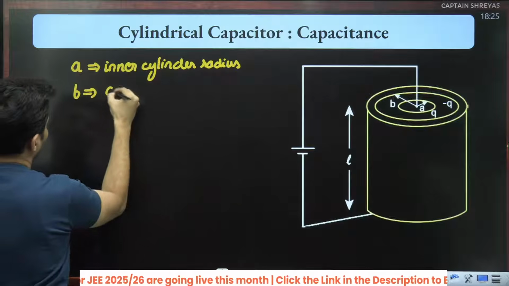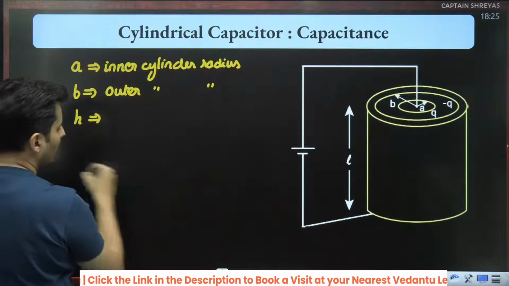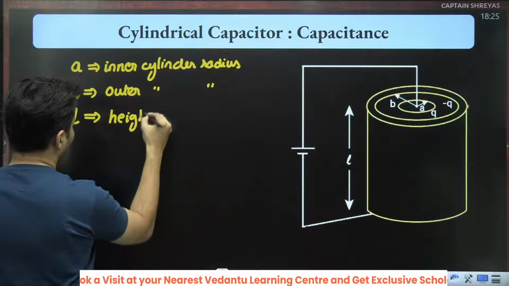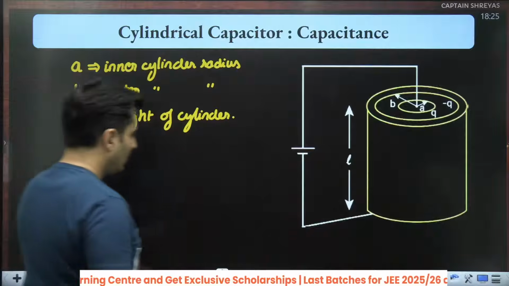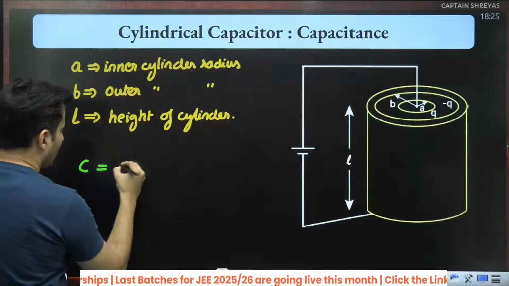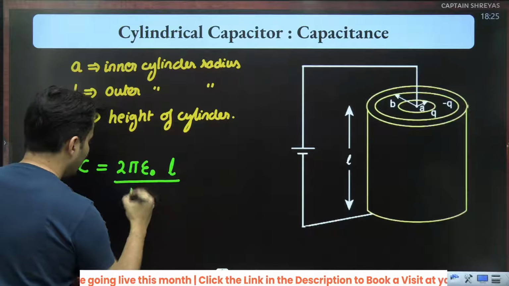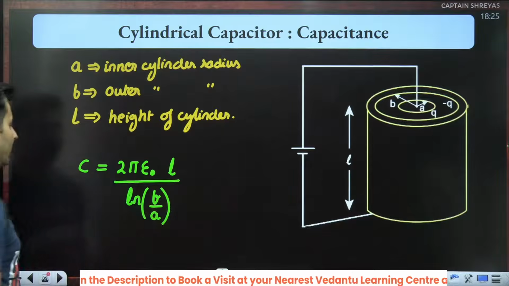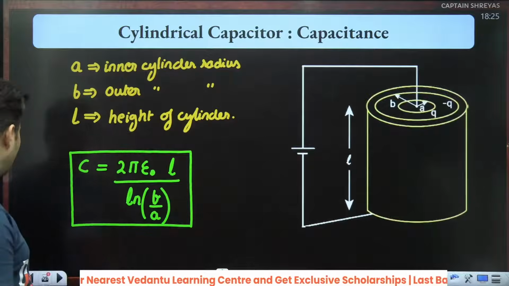B is nothing but your outer cylinder radius. L is basically the height of the cylinder. You will notice that the capacitance formula comes out to be 2 pi epsilon naught L divided by log of big by small. Big is B, small is A. Ln B by A. This is the value of the capacitance of a cylindrical type of capacitor.